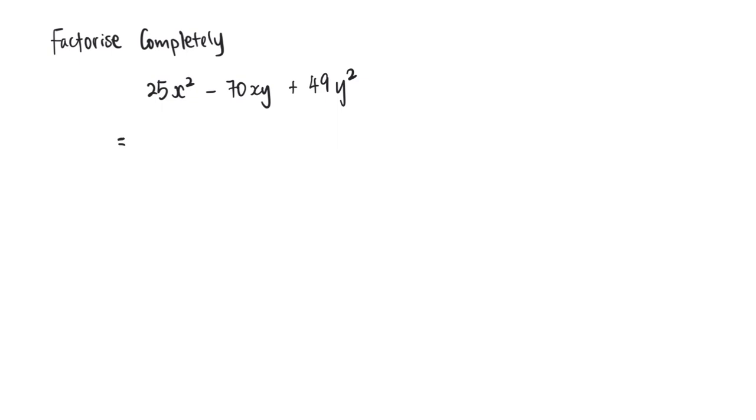And the first thing I saw is that I could rewrite 25x squared as 5x bracket square. Because 5 times 5 is 25, x times x is x squared. I could also rewrite 49 as 7y bracket square.